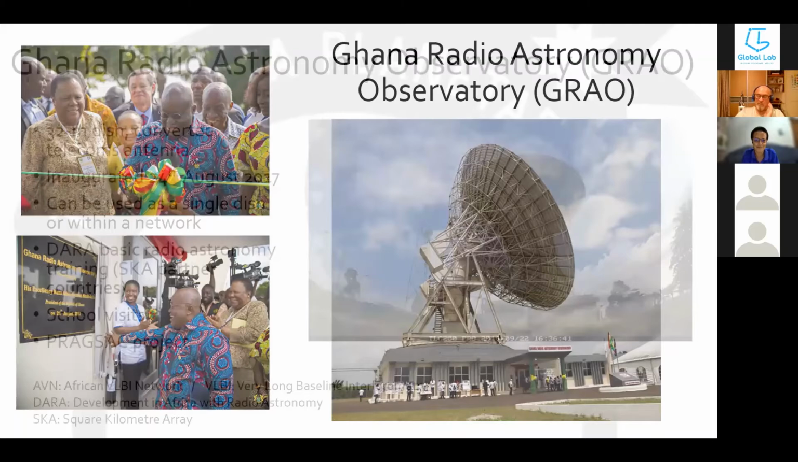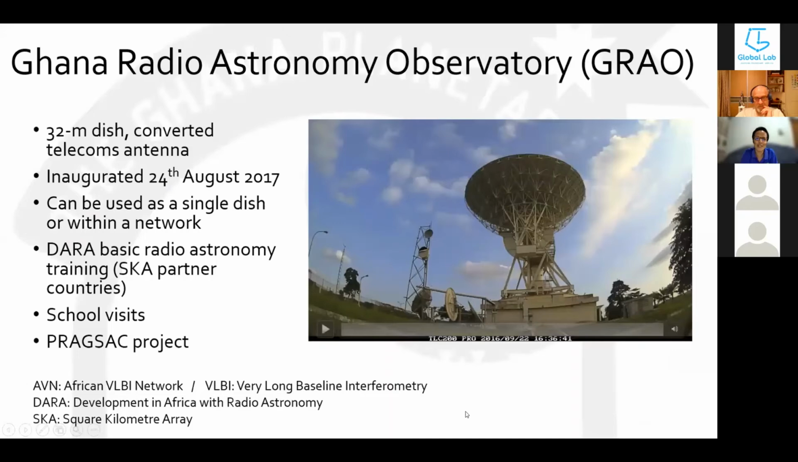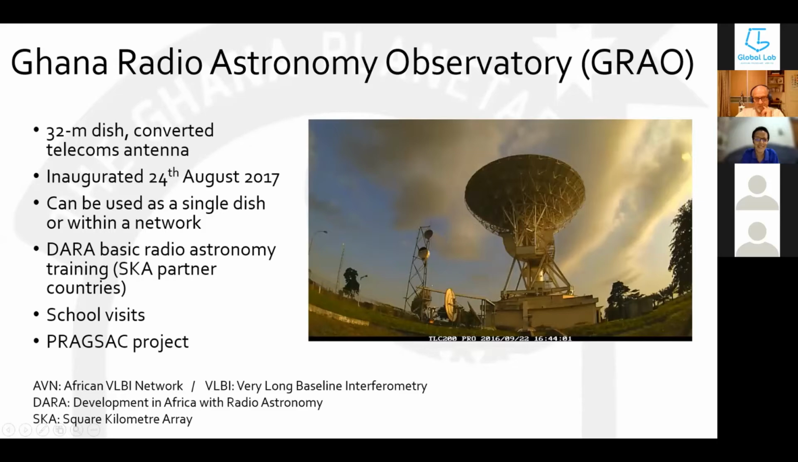Let me just show you this little video. I love this little time-lapse video. It was a telecommunications antenna that's been converted, refurbished to be a radio telescope. So that's a telescope that can receive radio waves from space and analyze them.